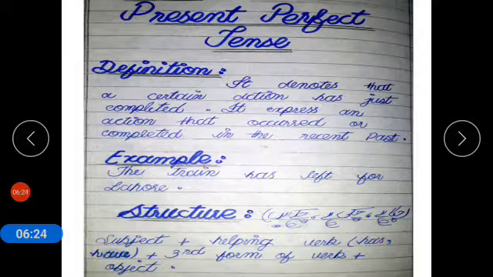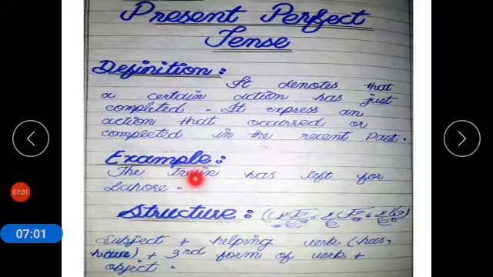Now coming to present perfect tense. Why are we doing present perfect tense? Because it is needed for solving our next exercise. So we will have a look at the present perfect tense definition. It denotes that a certain action has just been completed. It expresses an action that occurred or completed in the recent past. So an action which is completed in the recent past is called present perfect tense.